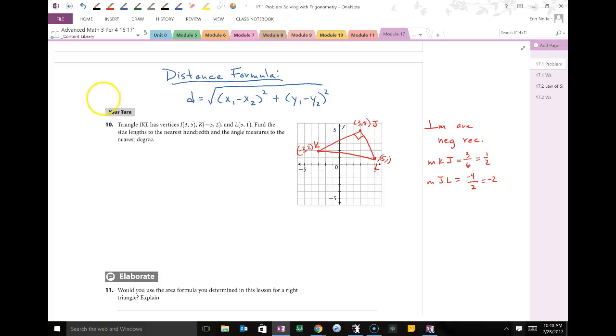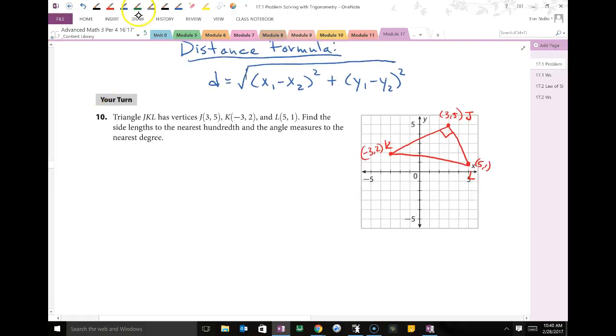Alright, you guys ready for this? Now that we know the distance formula, this is going to be a piece of cake. Which side should we find first? JK? I knew you were going to say JK. So from J to K, what's your change in x's? If you can go straight to 6, that's fine. That is right. You could do -3 minus 3, or you could just go straight to 6. And what's your change in y's?